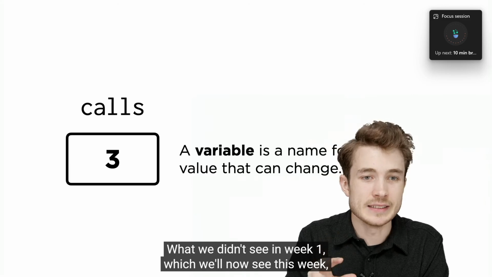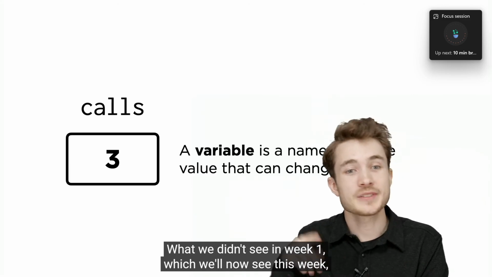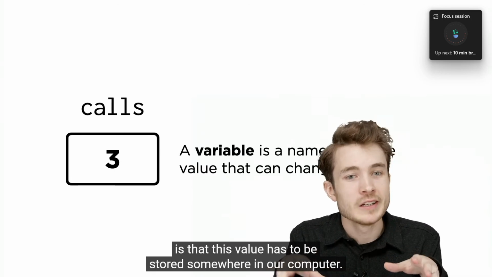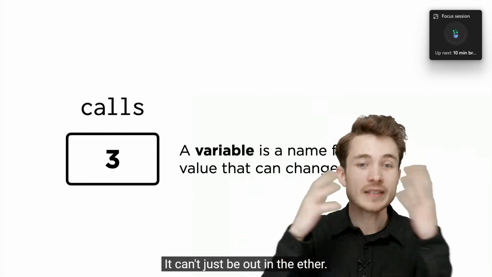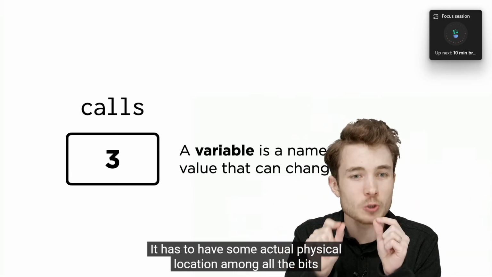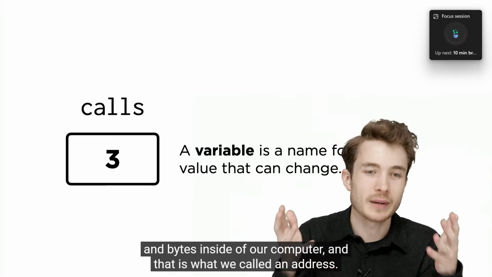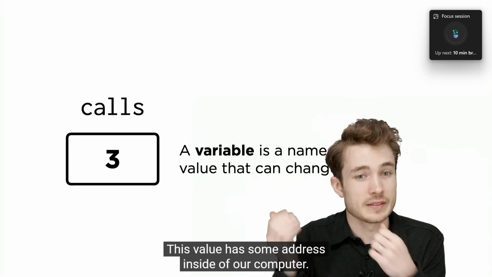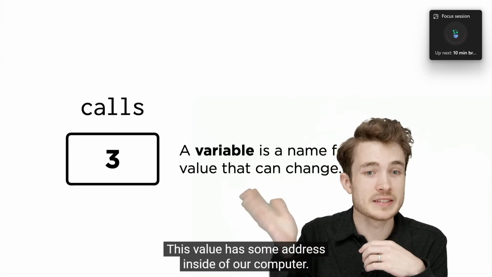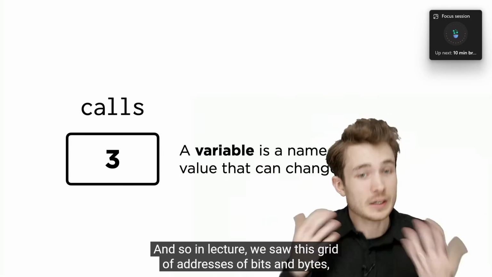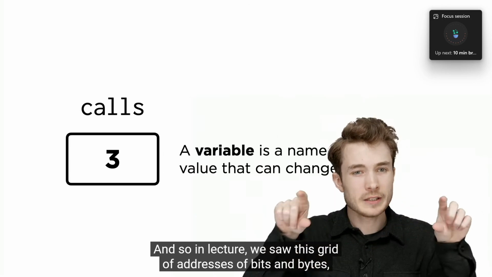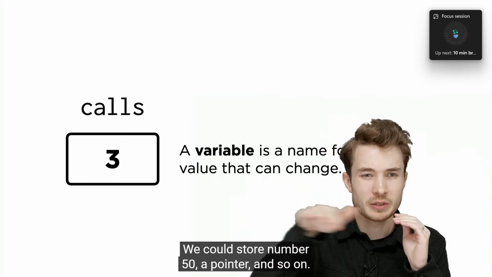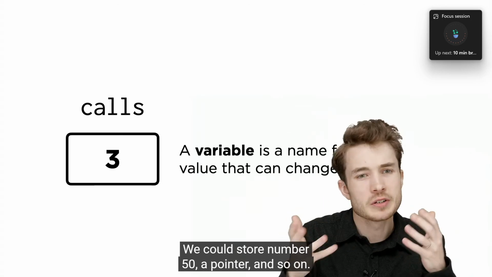But what we didn't see in week 1, which we'll now see this week, is that this value has to be stored somewhere in our computer. It can't just be out in the ether. It has to have some actual physical location among all the bits and bytes inside of our computer. And that is what we called an address. This value has some address inside of our computer. And so in lecture, we saw this kind of grid of addresses, of bits and bytes, kind of like a yellow grid. We could store number 50, a pointer, and so on.